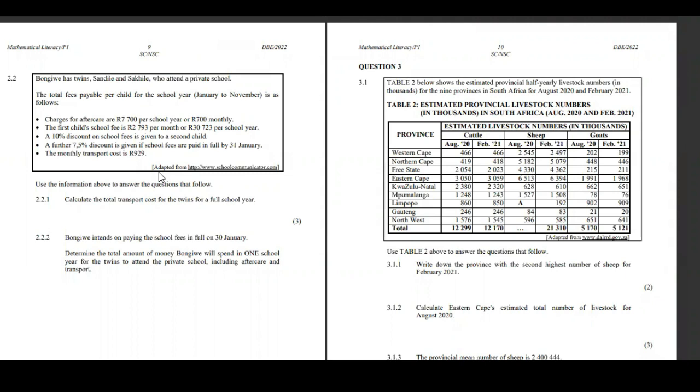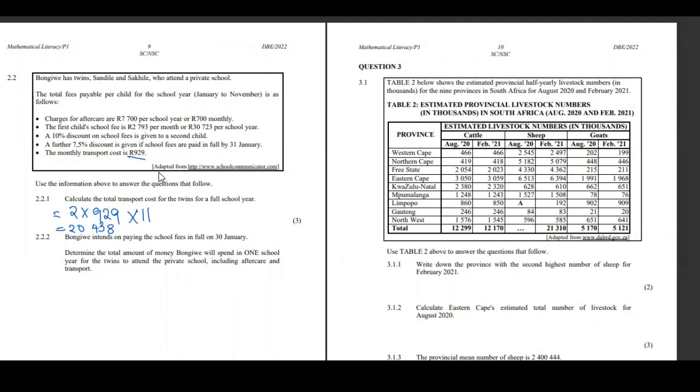929. So now, remember these are two children, each will be paying this much. You understand? Monthly transport shall multiply by 11. And what answer do you end up having? 20,438 rands. This is only transport. I'm multiplying by 2 because there are two people. Remember, the monthly transport cost is this much.